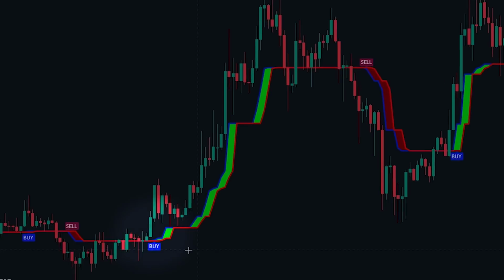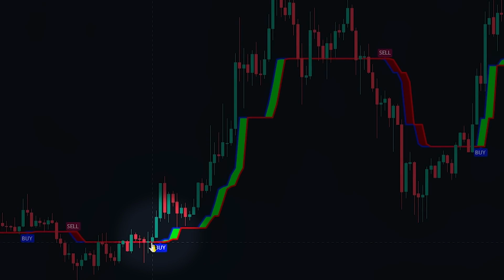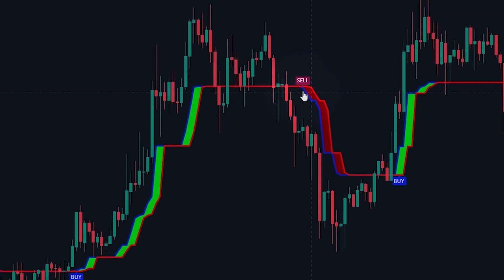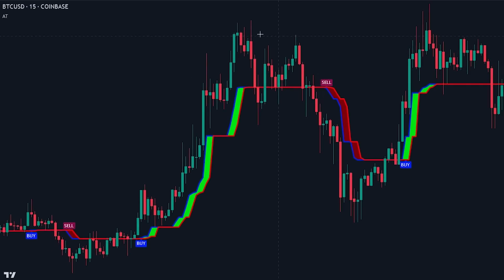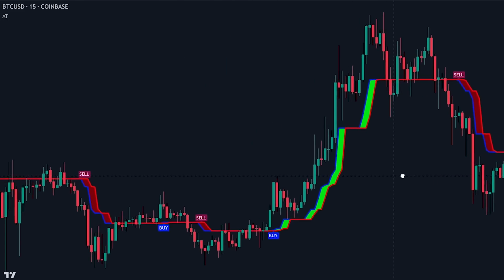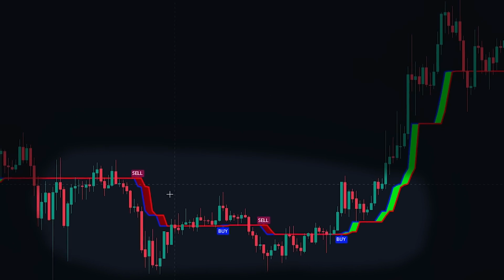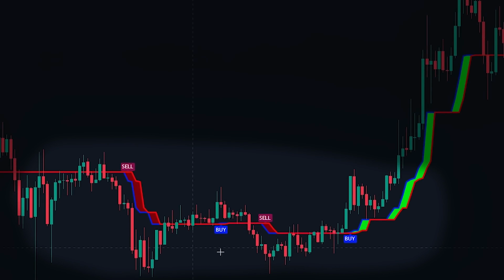Every time the blue line crosses above the red line, a buy signal will be plotted. The opposite is true for a sell signal. This means that whenever the blue line crosses below the red line, a sell signal is given. We can see that on its own the indicator already provides great signals due to the improvements that were made. However, whenever the market isn't very volatile, the signals that are generated by the indicator become a lot less accurate.